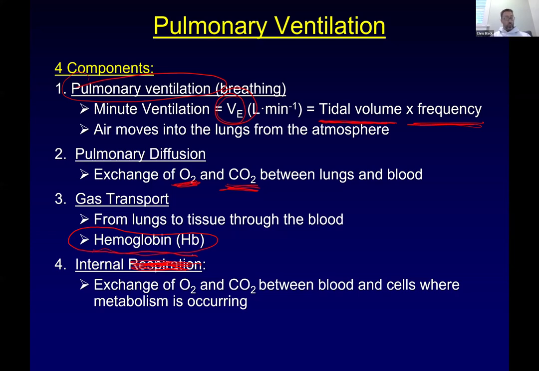How are we going to be able to then transfer it from the capillary blood into skeletal muscle, into the cardiac muscle, into the brain, etc.